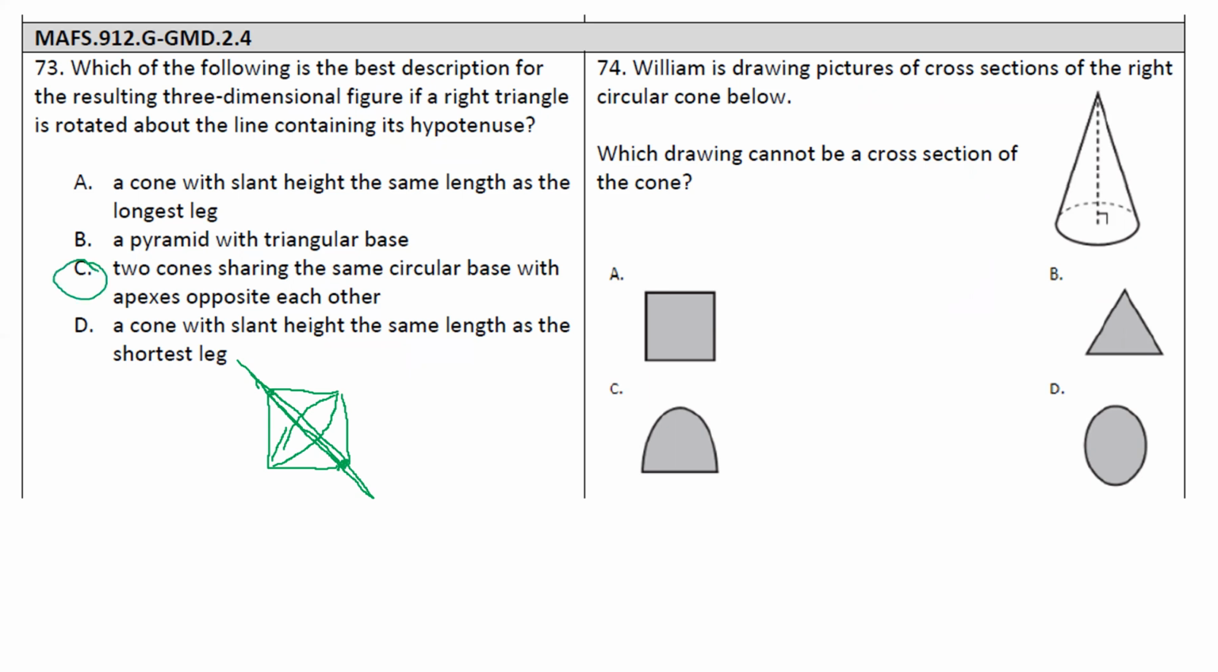All right, last one. William is drawing a picture of cross sections of a right circular cone below. Which drawing cannot be a cross section of the cone? Triangles right down the middle. This half of an ellipse, that's possible if we go vertical on one of the sides. D, if we go diagonally like that, we could get D. The only one that doesn't work is A, because there are no straight lines like that. And that would give us a square.